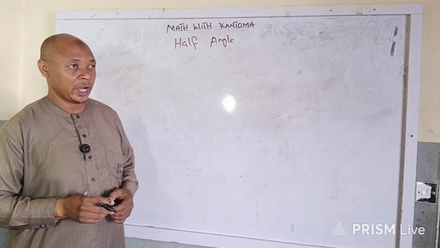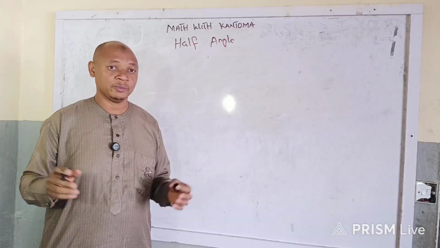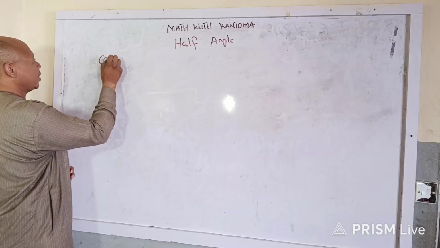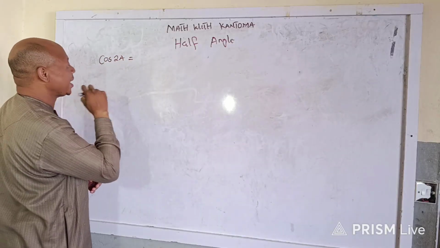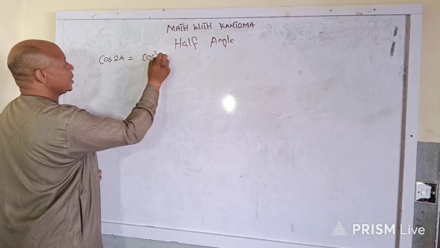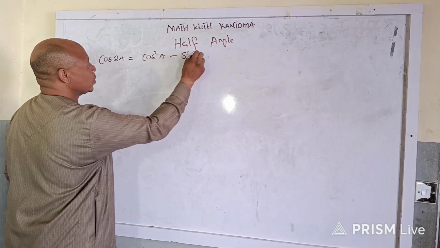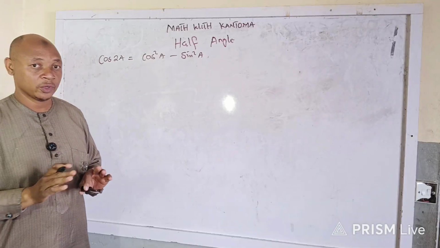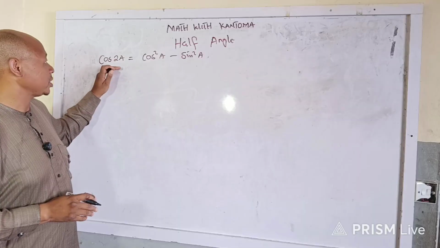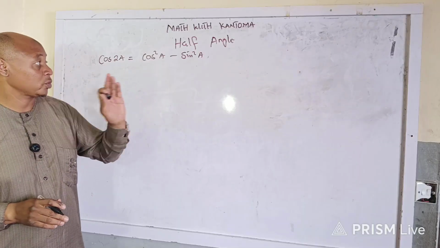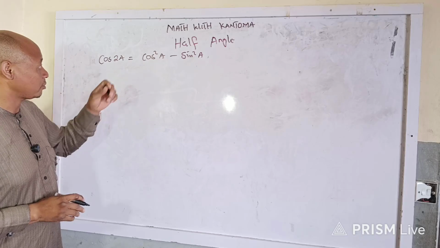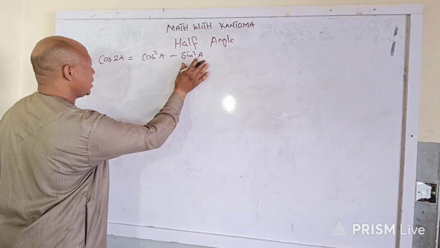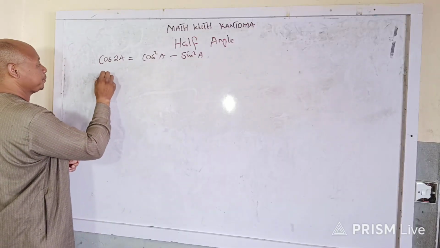So now we are going to recall from the double angle formula where we derived the value for cos 2a as cos square a minus sine square a. We said this is the formula for double angle for cosine. So now we're going to use this formula to derive the half angle formulas for cosine and then for sine also.